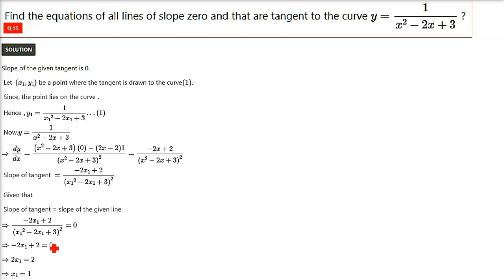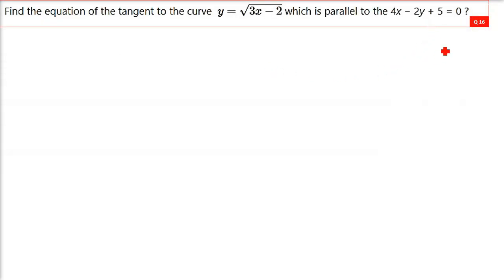So let me show you the reference also here. This question is somewhat different, right? Okay, this question we are going to take in the next discussion.